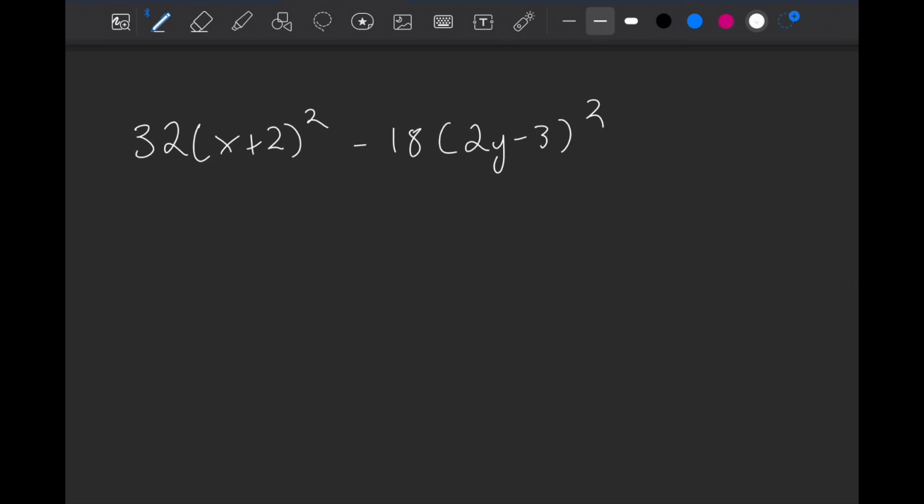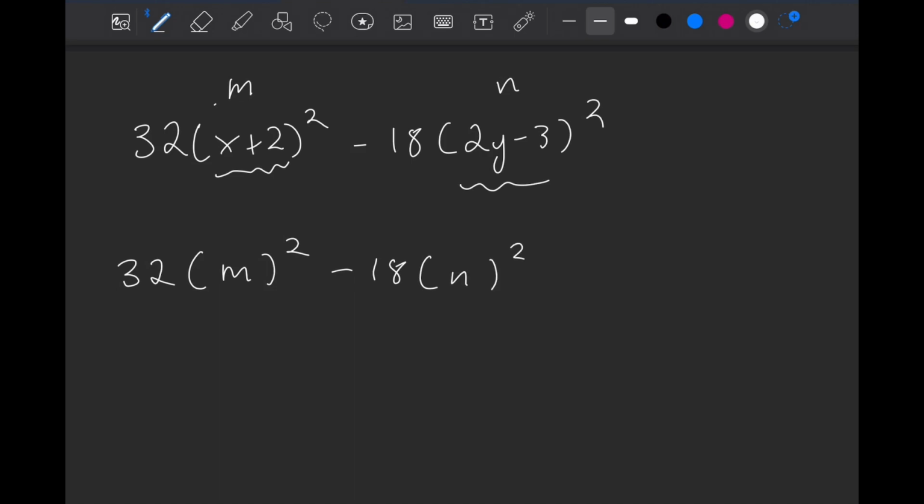Okay, try doing this one. So in this one, I'm going to say that x plus 2 is going to be an m, and then I'm going to say that 2y minus 3 is going to be an n. So let's see what happens if we simplify this like this. So 32m squared minus 18n squared.